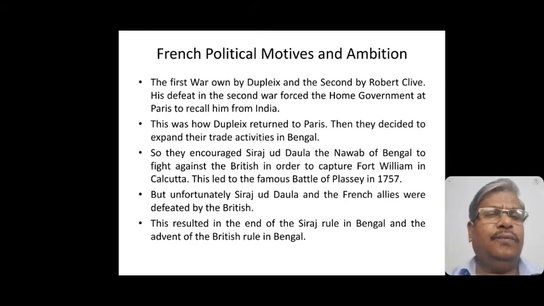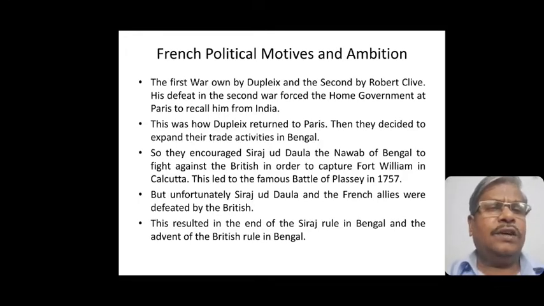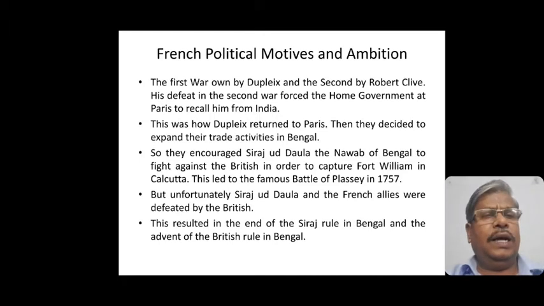Let us see the French political motives and ambitions. The first Carnatic war was won by Dupleix. The second Carnatic war was won by Robert Clive. His defeat in the second Carnatic war forced the home government at Paris to recall him from India. This was a blunder done by the French government. Instead of giving sufficient military help, either army or navy, they all of a sudden decided to recall him even though he won the first Carnatic war. This is how Dupleix returned to Paris.